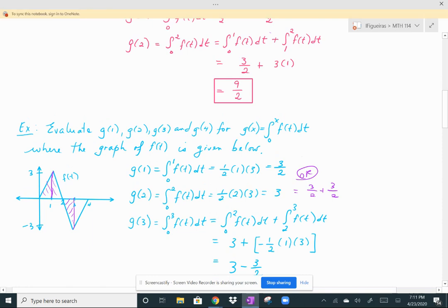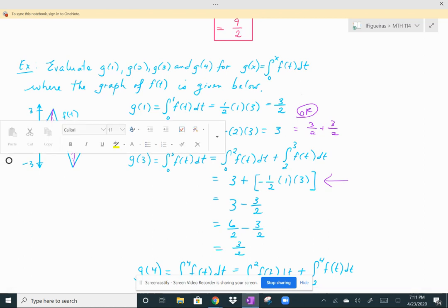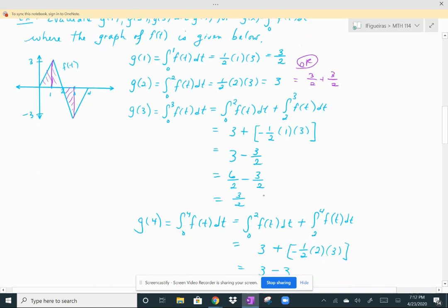So g of 3 is the integral from 0 to 2, because we already know that one, and then from 2 to 3 of f of t. So the integral from 0 to 2, well, that's 3. We computed that in the previous step. And from 2 to 3, we have to use our formula for a triangle. And remember, make it negative. So it's negative 1/2 times your base, which is 1, and your height, which is 3. So we have to compute 3 minus 3/2, get a common denominator, and here my area is again 3/2.